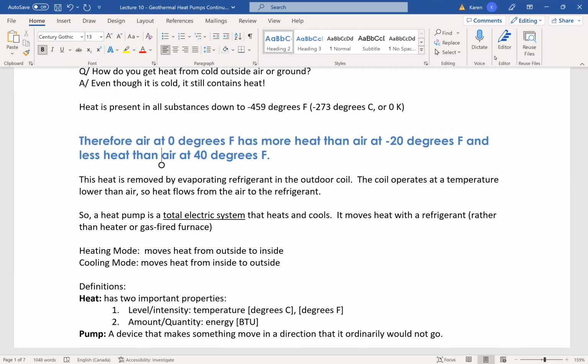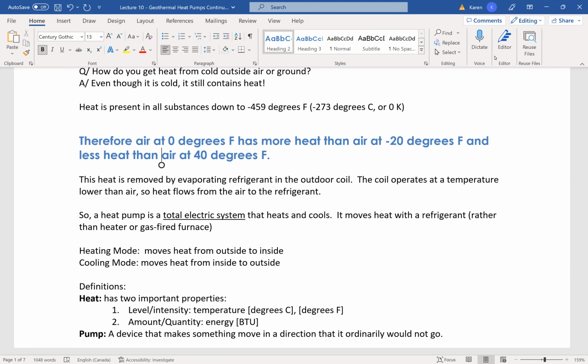Okay, and how do we do that? A heat pump transfers both ways. So a heat pump actually cools and it heats. So that's pretty cool. It's called an electric system, and the reason why it's an electric system is because what you're paying for to do this is the compressor. All right, so it's going to move that refrigerant in order to heat and cool. So in heating mode, it moves the heat from outside to inside. In cooling mode, it moves it from inside to outside.